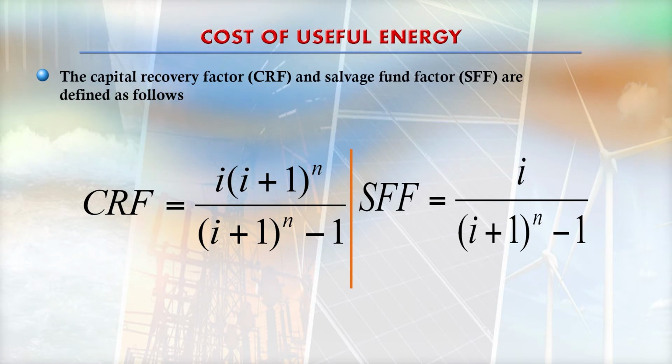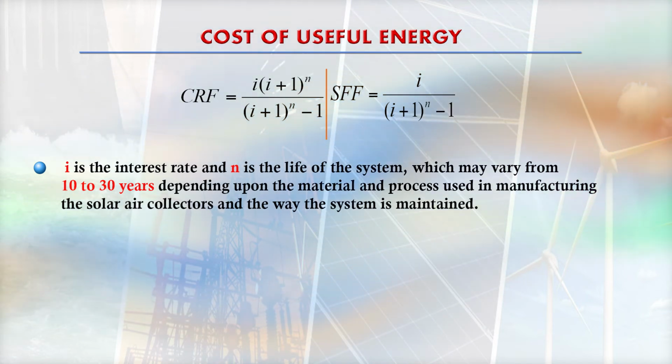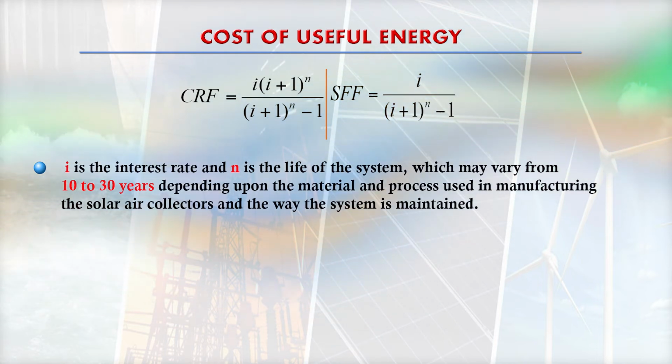Then the salvage fund factor can be calculated by using this formula: I divided by (I plus 1) to the power n minus 1. In this equation, I is the interest rate and n is the lifetime of the system, which may vary from 10 to 30 years depending upon the material and process used in manufacturing the solar air collector and the way the system is maintained.